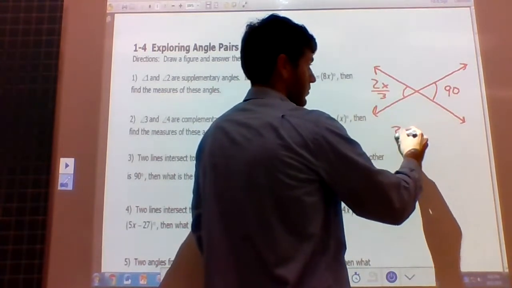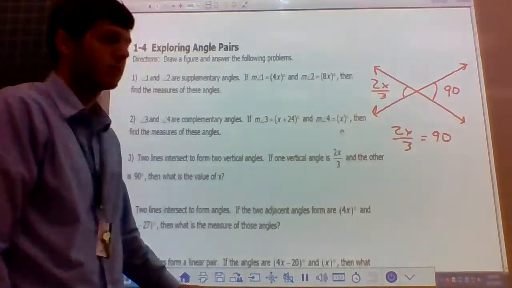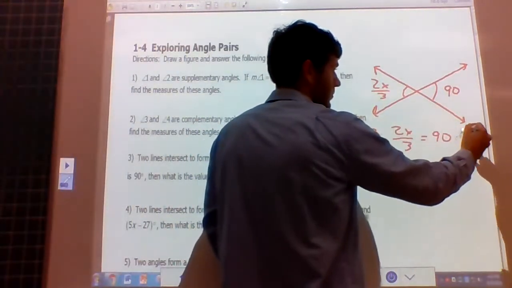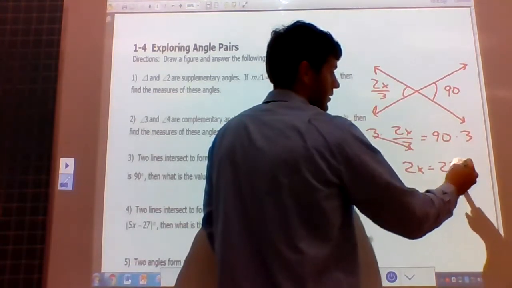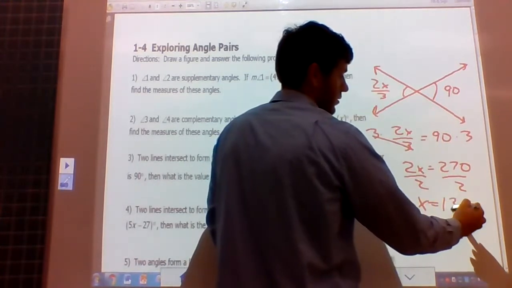So we can do 2x over 3 equals 90. We got to solve for x. So we multiply both sides by 3. So we get 2x equals 270. Then we divide by 2. And we get x equals 135.